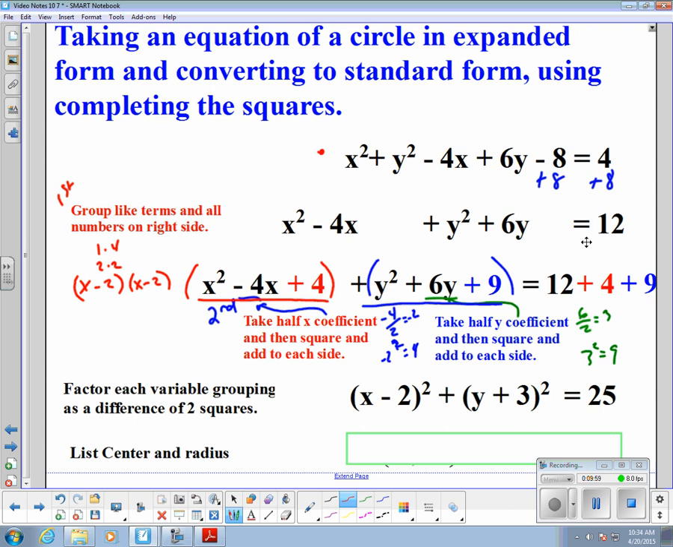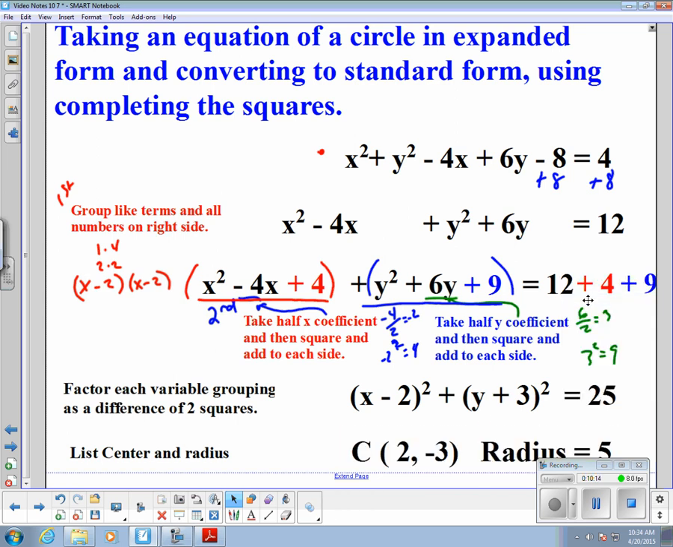And since the parentheses are the same, we can rewrite that as (x - 2)² + (y + 3)² = 25, where I added all those numbers together. Now, we want to pull out the center. The center is going to be (2, -3), and our radius is going to be the square root of 25, which is 5.